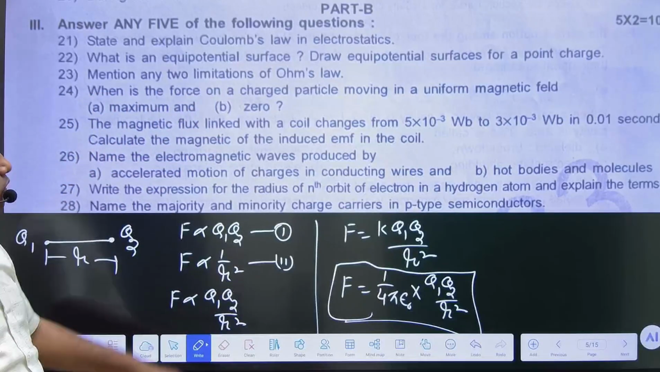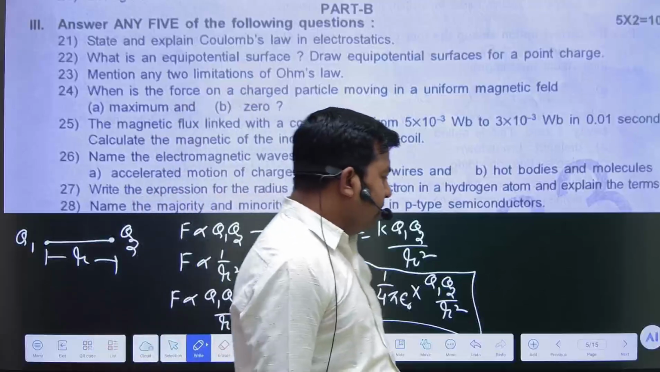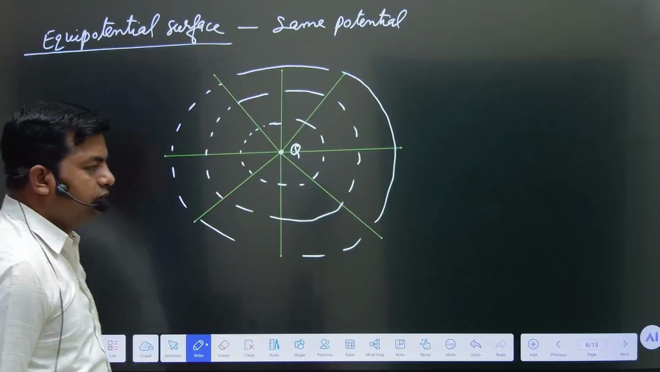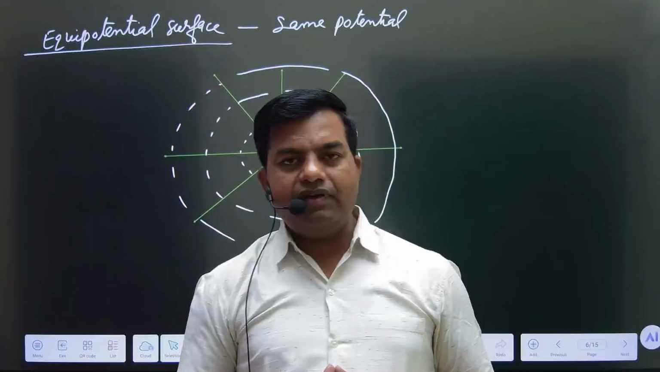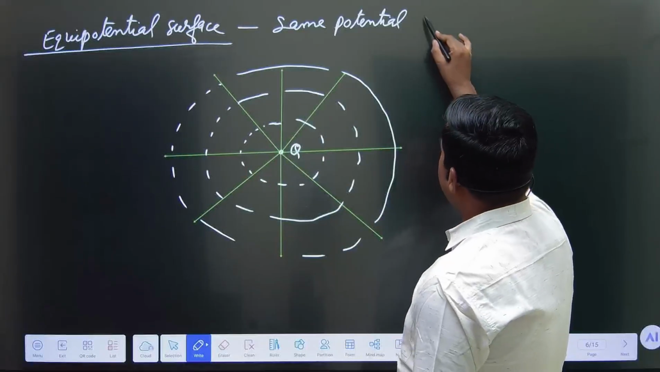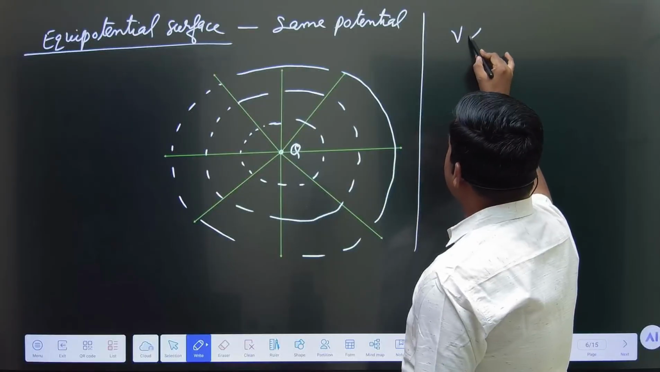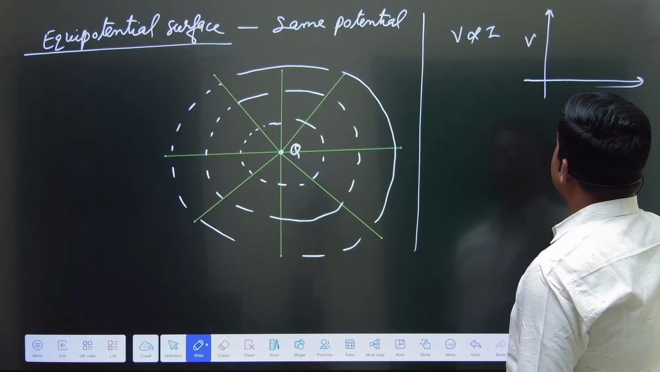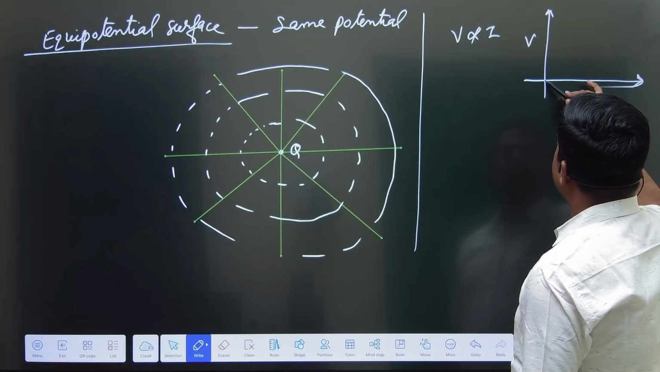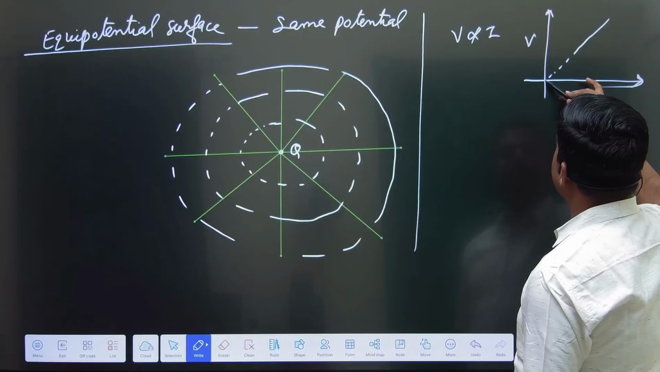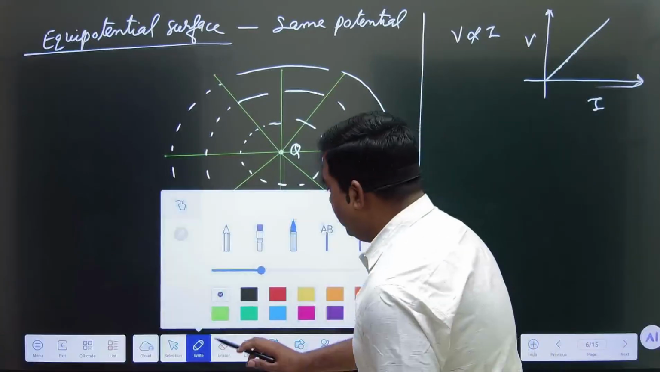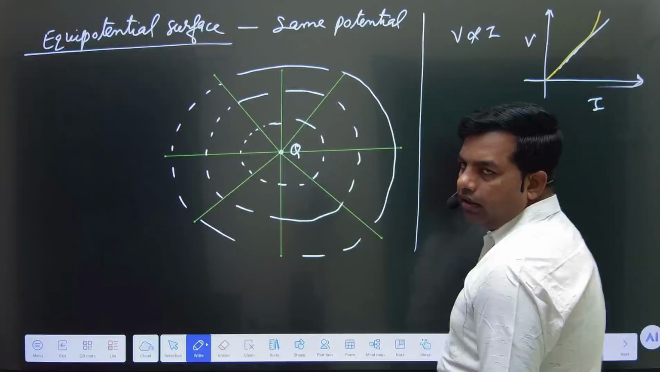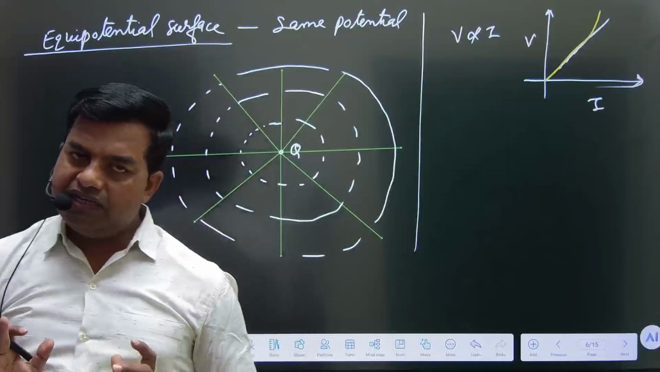Next question is mention any two limitations of Ohm's law. So first one is Ohm's law is not applicable at high temperature, because at high temperature V is not directly proportional to I, and the graph between voltage and current is not a straight line, but it bends. First we obtain a straight line like this, but at very high temperature the graph is initially a straight line and after that becomes a curve. So we can say that Ohm's law is not applicable at very high temperature.